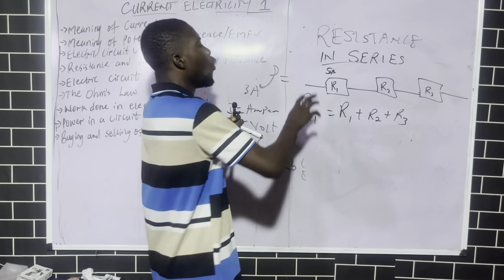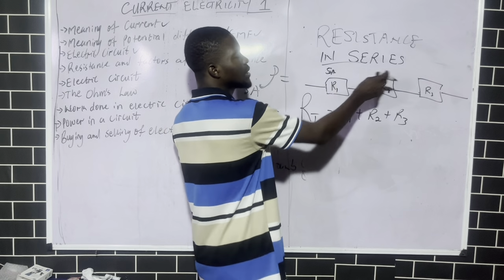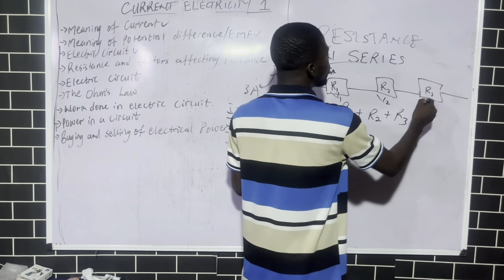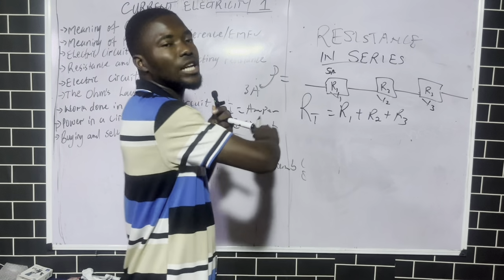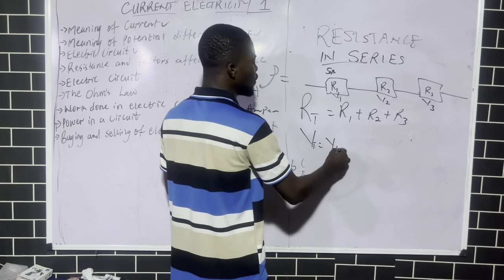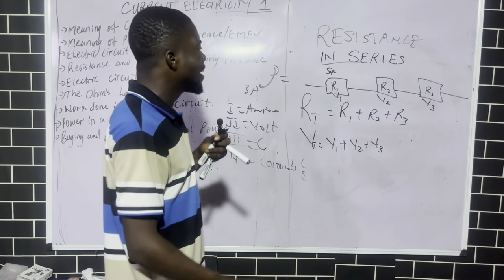Concerning voltage, when they are in series, the voltage passing through them is not the same. The voltage of this one is different from the voltage of this one. It's different from the voltage of this one. So this is V1, this is V2, this is V3. So if you want to get that total voltage, VT is simply V1 plus V2 plus V3. The voltages are not the same, so you add them to find the total voltage.